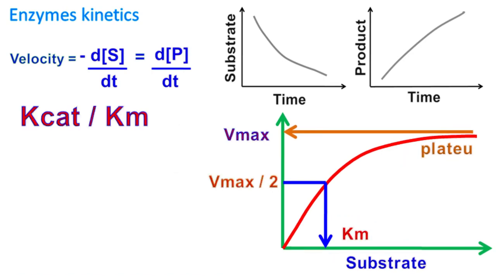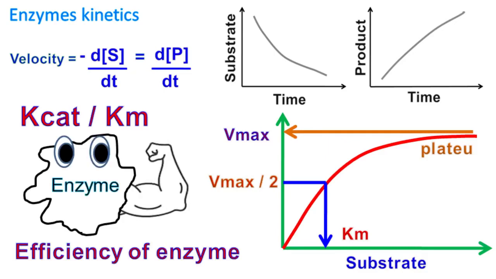The ratio of kcat by Km represents efficiency of the enzyme. This ratio is called specificity constant. Higher the ratio, the enzyme will be very efficient.